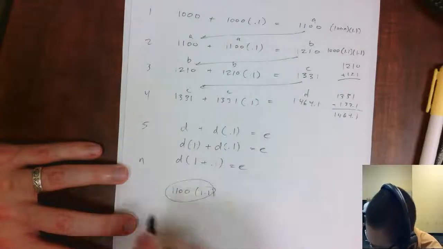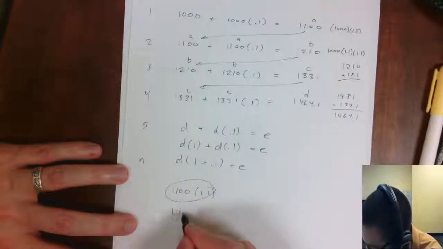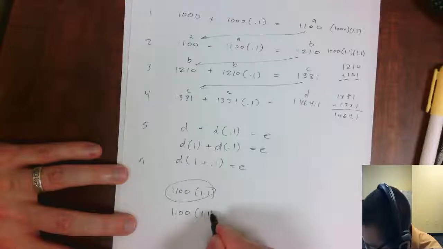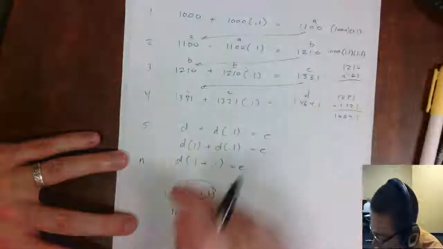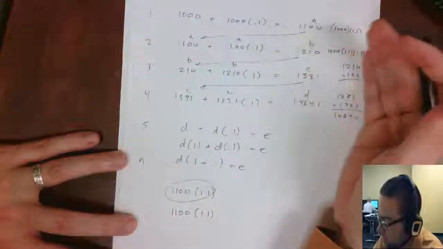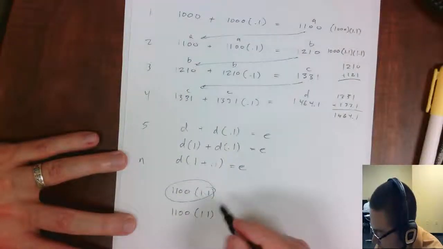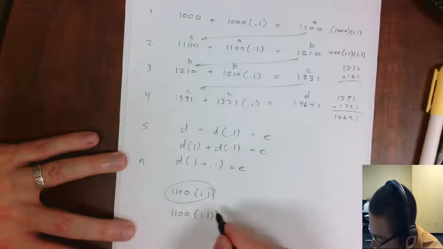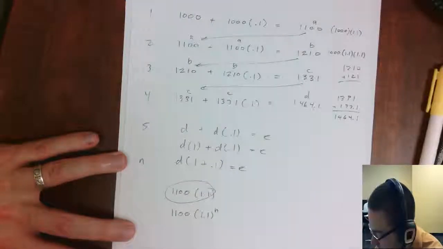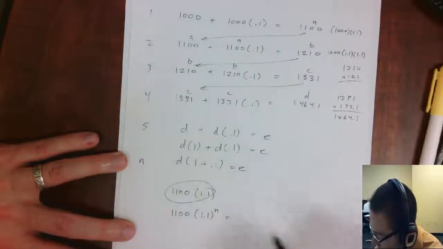So my pattern is 1.1 times 1.1 times 1.1. What is repeatedly multiplying by the same number? Well, that's exponentiation. You just repeatedly multiply by the same number. So this would be 1,000 times 1.1 to the n power equals my final value, right?